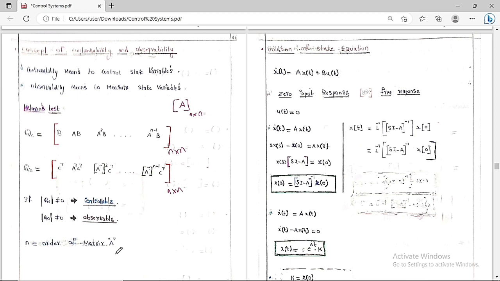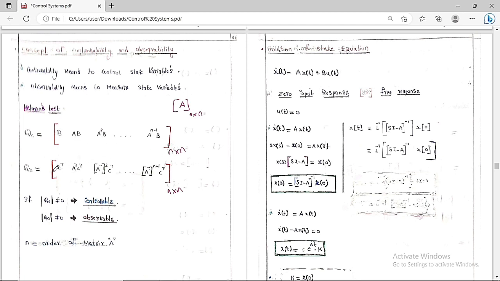So for a given state model, how do we say whether it is controllable or uncontrollable, observable or unobservable? Just by applying Kalman's test, we can say this. The controllability matrix is [B, AB, A squared B, up to A to the power of n minus 1 into B], where the order of the matrix A is n by n. Similarly, the order of the controllability matrix is also n by n.